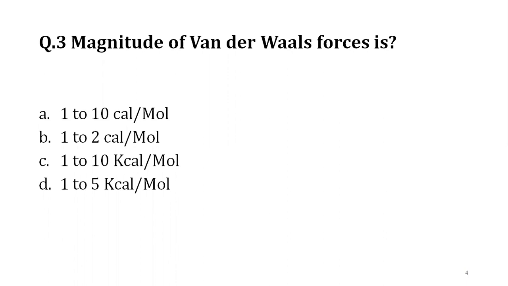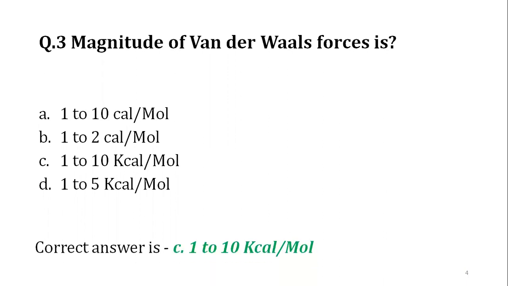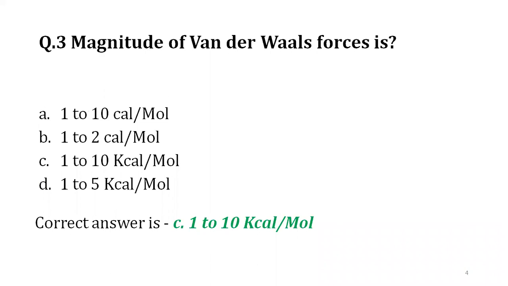Next, the magnitude of van der Waals forces is: option A, 1 to 10 calorie per mole; option B, 1 to 2 calorie per mole; option C, 1 to 10 kilocalorie per mole; and option D, 1 to 5 kilocalorie per mole. The correct answer is option C, 1 to 10 kilocalorie per mole. These forces are comparatively very weak. This question was asked in the GPAT examination.